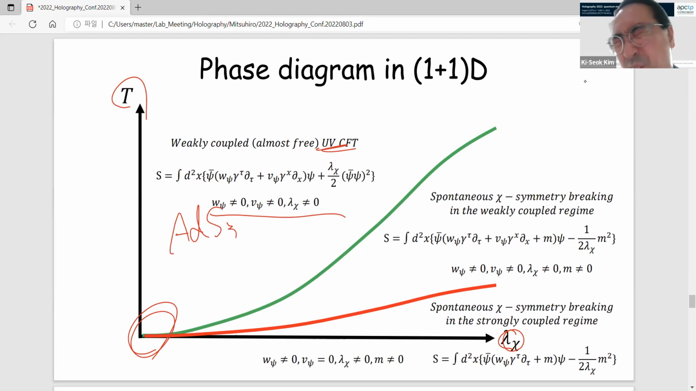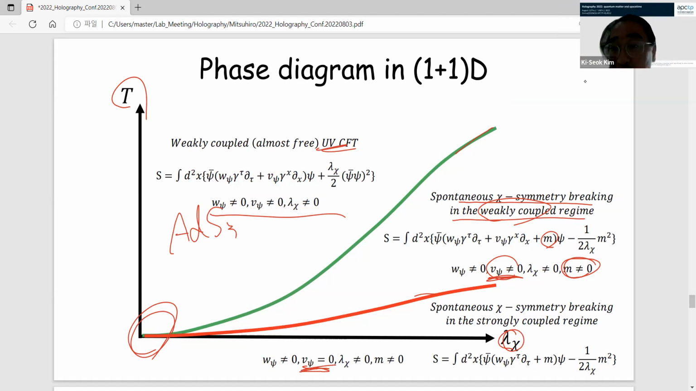Zero temperature. Then we have two crossovers. One is spontaneous chiral symmetry breaking in the weakly coupled regime. If you recall the RG flow, at first the velocity is still finite, but you have some chiral symmetry breaking solution. It's like a PCS, as discussed before. And finally, this velocity flows to zero. This is the result.